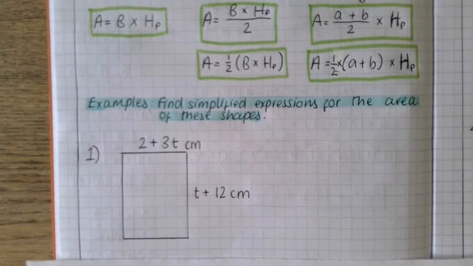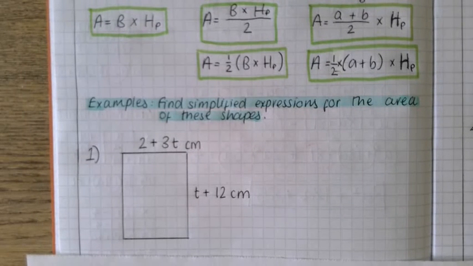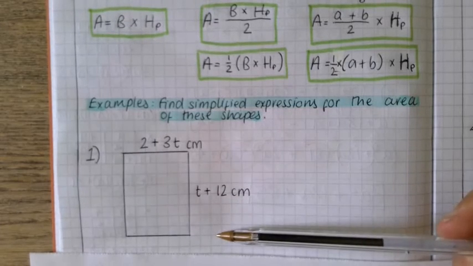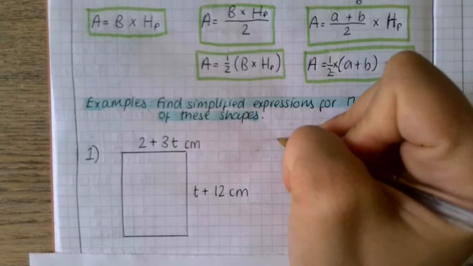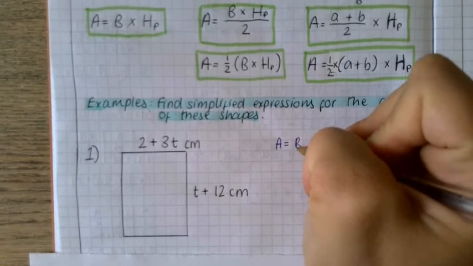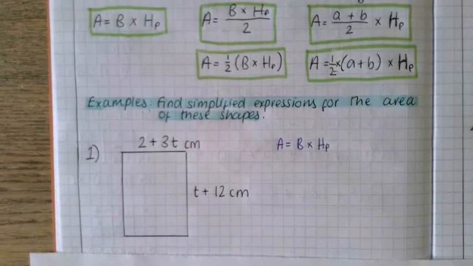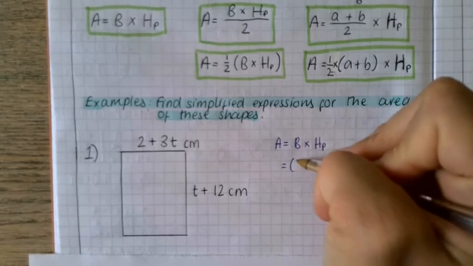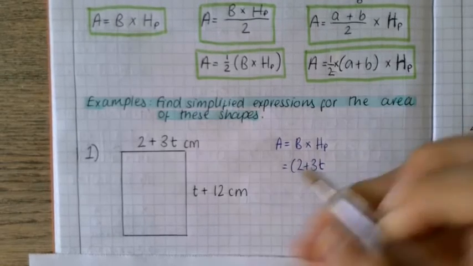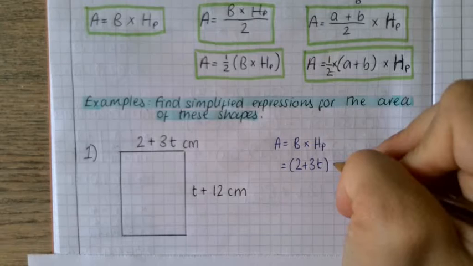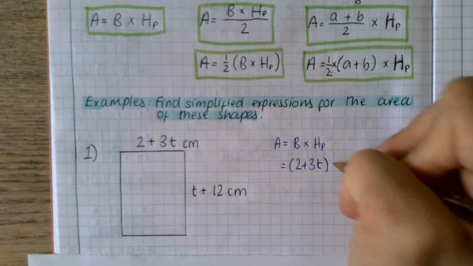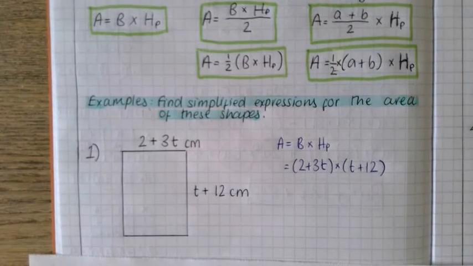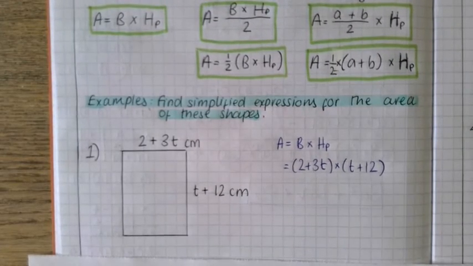So we can see this rectangle has lengths 2 plus 3t centimetres and t plus 12 centimetres. And we know to find the area of a rectangle, we do the base multiplied by the perpendicular height. So that's from up here. So we need to do 2 plus 3t, which is the base, multiplied by t plus 12. Okay, so we are multiplying two brackets together.